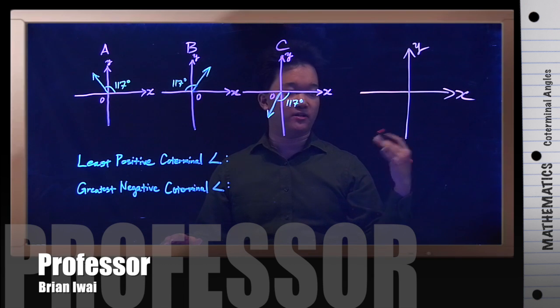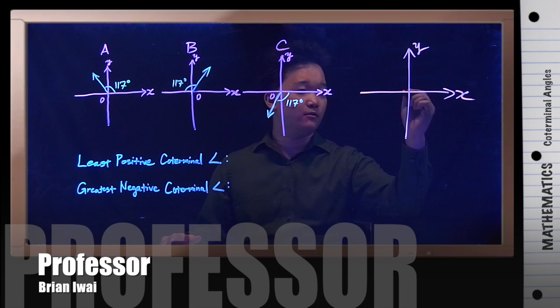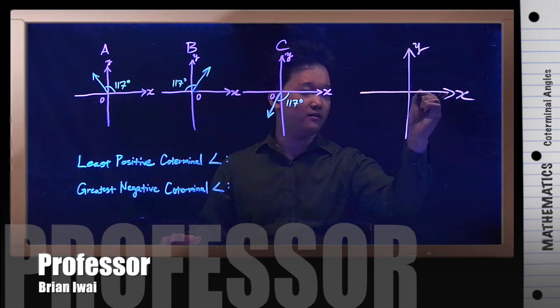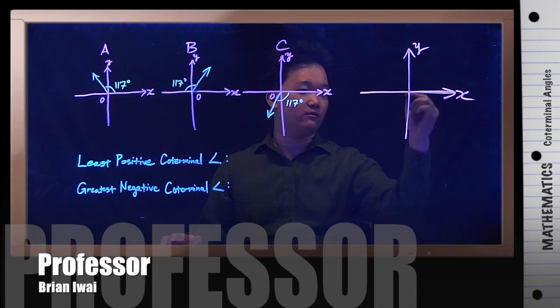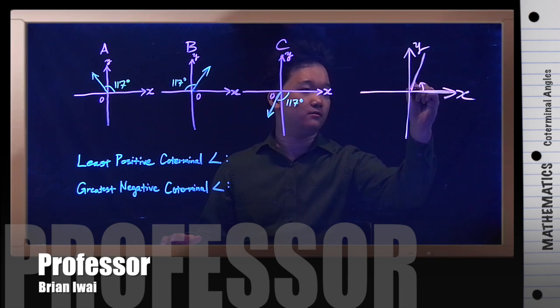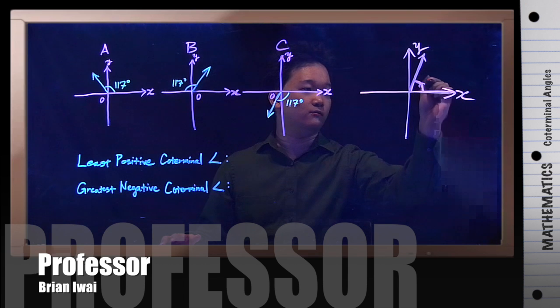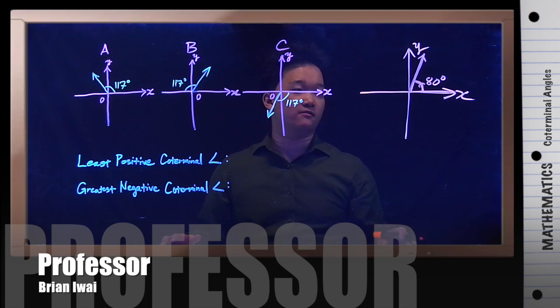So when representing an angle, like for example 80 degrees, we always start at the positive side of the x-axis and we go counterclockwise. So 80 degrees would go counterclockwise, and this angle is 80 degrees.